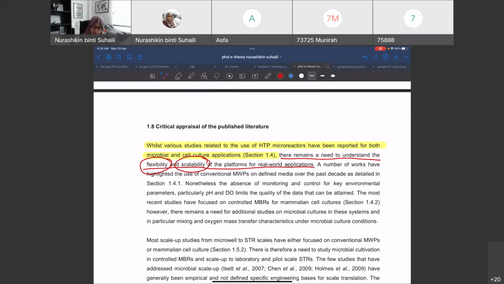A number of works have highlighted the use of whatsoever. Nonetheless, the absence of this, okay. Things like that. So in simpler words, it's your observation of what is lacking in previous studies. If it's hard for you to think about the term critical appraisal, think of it as what is lacking from previous works, what is not addressed. That is what you should identify. Something like that.